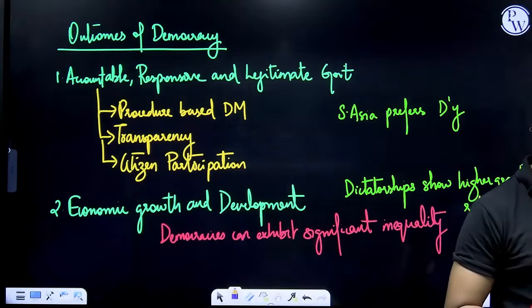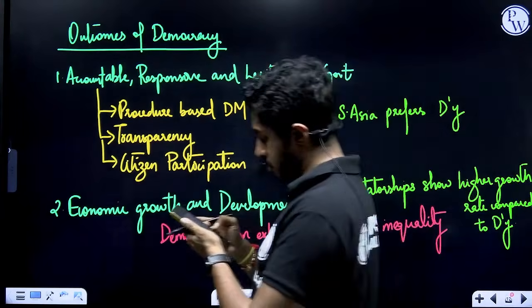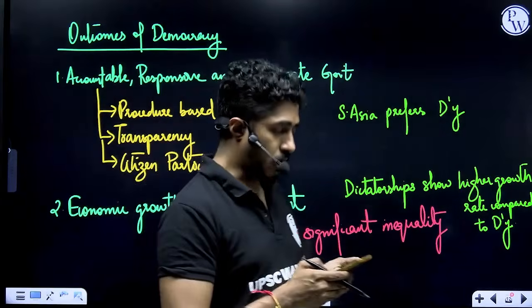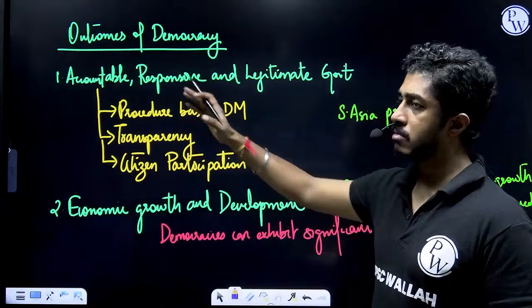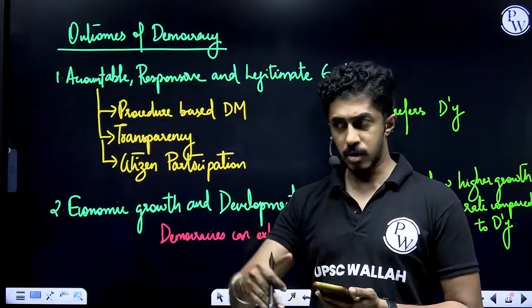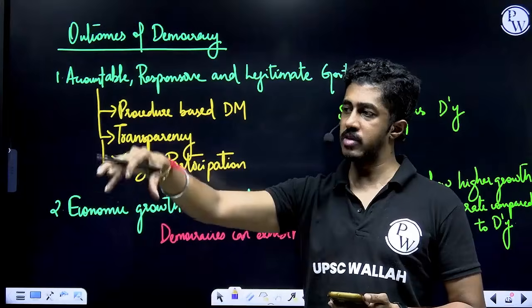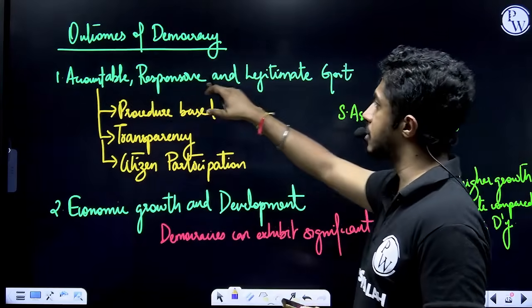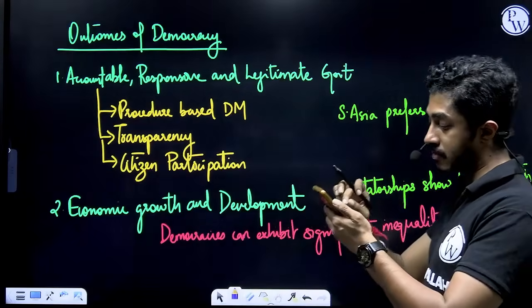Moving on. Outcomes of democracy, which is there on page number 26. When you see the outcomes of democracy, what are the advantages? What are you getting out of it? What is the final outcome? What is the final product? We say democracy is a good system. How do we know it? Number one, it is an accountable, responsive, and legitimate government.